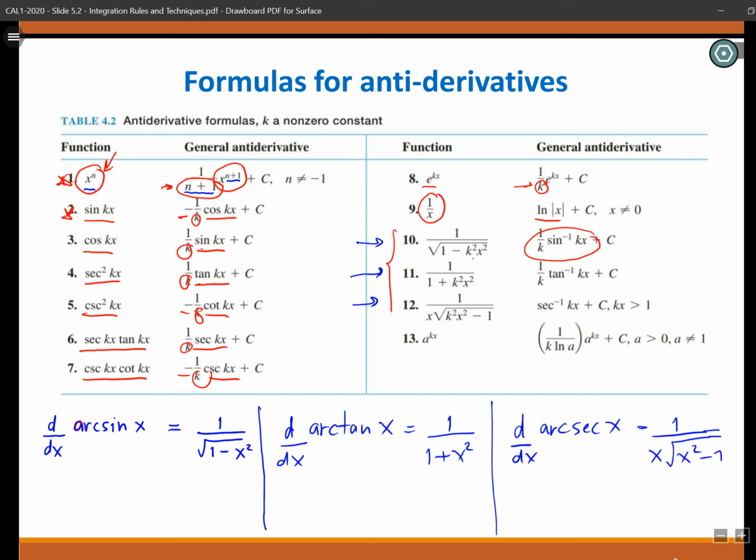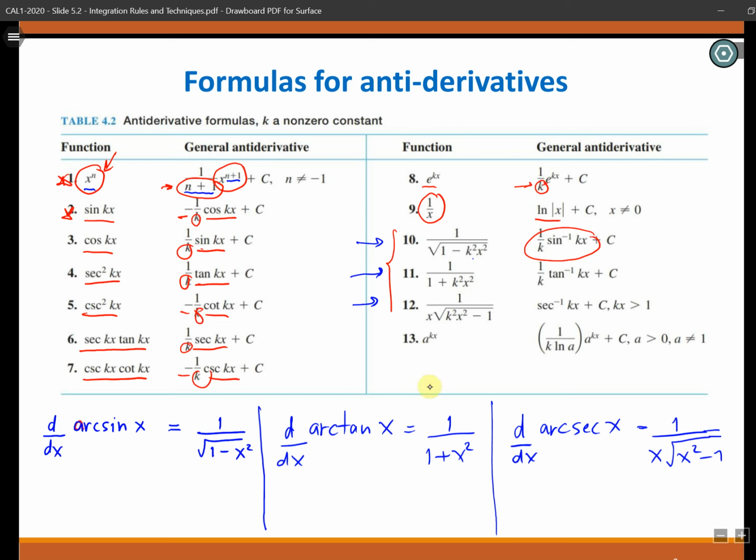Alright, I want you to memorize these three because we are going to use them later. Right? Diff arcsine, you get this. Diff arctan, you get that. And then arcsecant, something else. Okay? Now, you might ask, what about cosine, cotan, and cosecant? The thing is, if you know these three, the rest three are not hard to memorize.